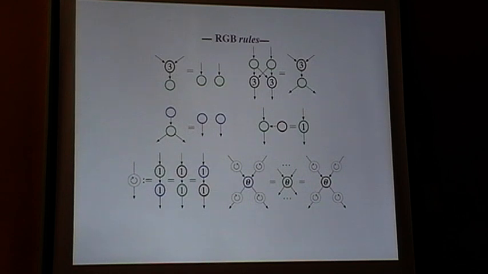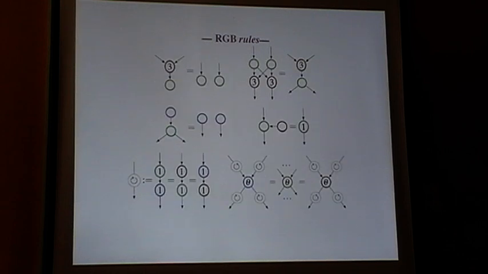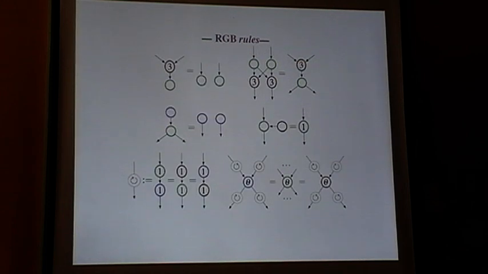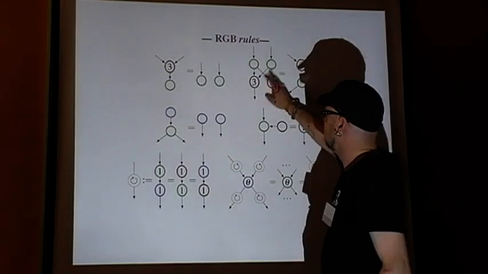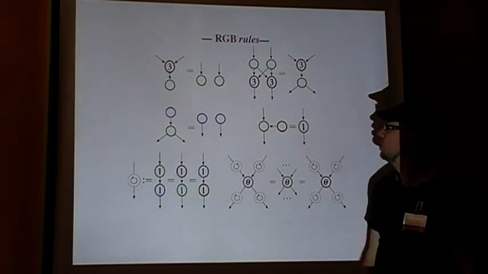So these are the rules. It doesn't make much sense to throw a bunch of rules at you and then let you stare at them for a long time. But let's make a comparison. So this was red-green. You see, the first two rules are essentially the same. They give you a bialgebra structure for green with respect to red, but there is a phase involved. Can't get rid of that one.